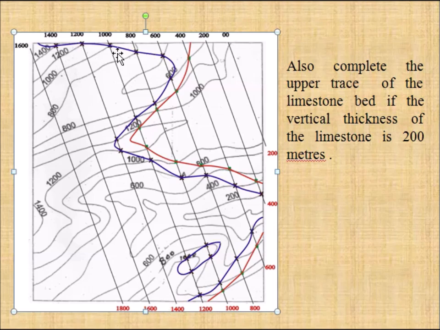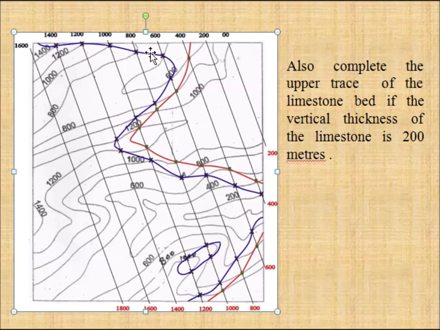So again with the same procedure, start from one end, pass through the points of intersection of the contour line and strike line having the same numeric value, pass through the vertically opposite angles, and come out on the other end. So here again we have been able to complete the trace of the outcrop of the upper part, or the upper trace, of the limestone. I think this is a very significant concept, and one must understand how we are using this concept to map the bedding.